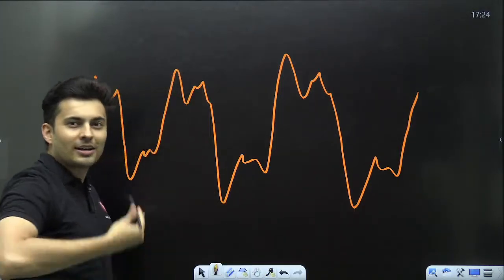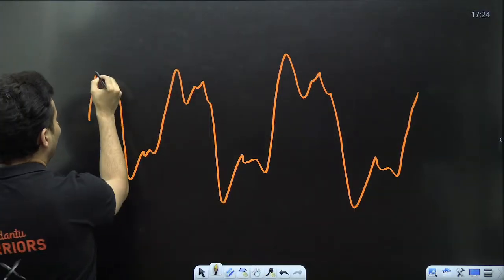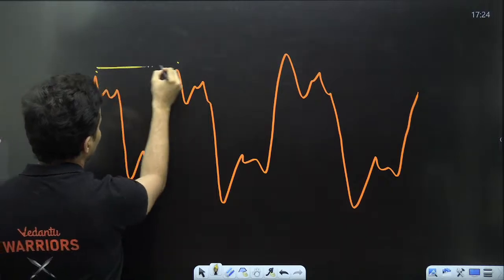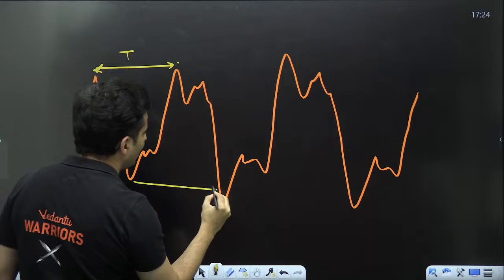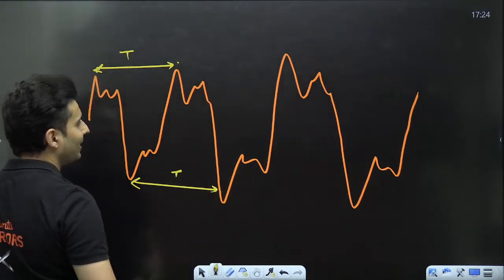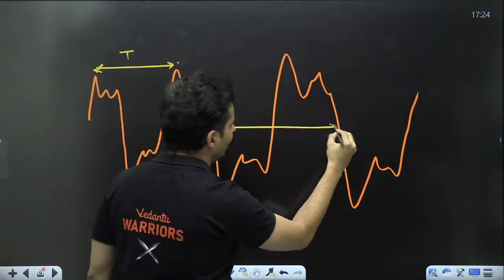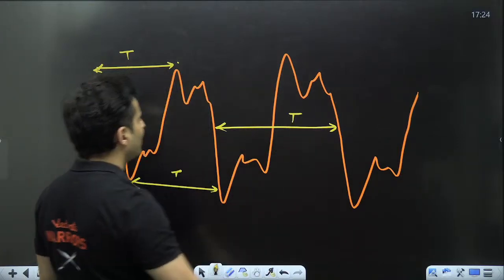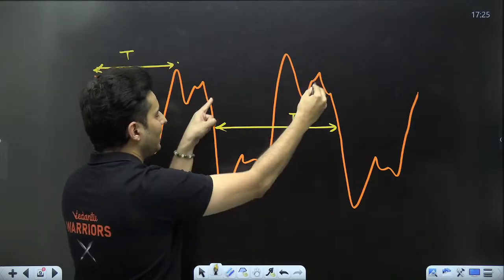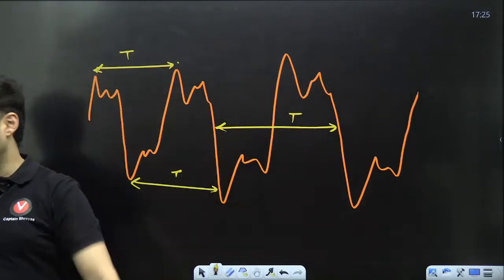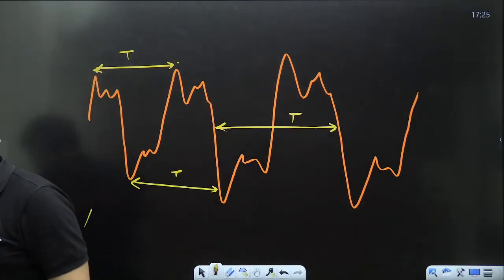That is also a repetitive motion. From one peak to the next peak, this is your time period. Or you can even go from here to here, that is also one time period. Or from here to here, that is also one time period. It just repeats, it just repeats, right? Yes, very good, you have seen.